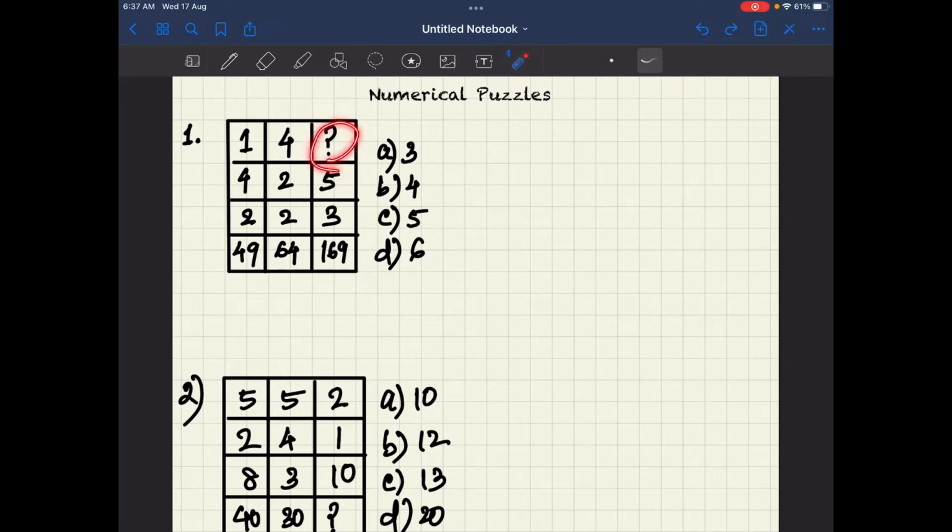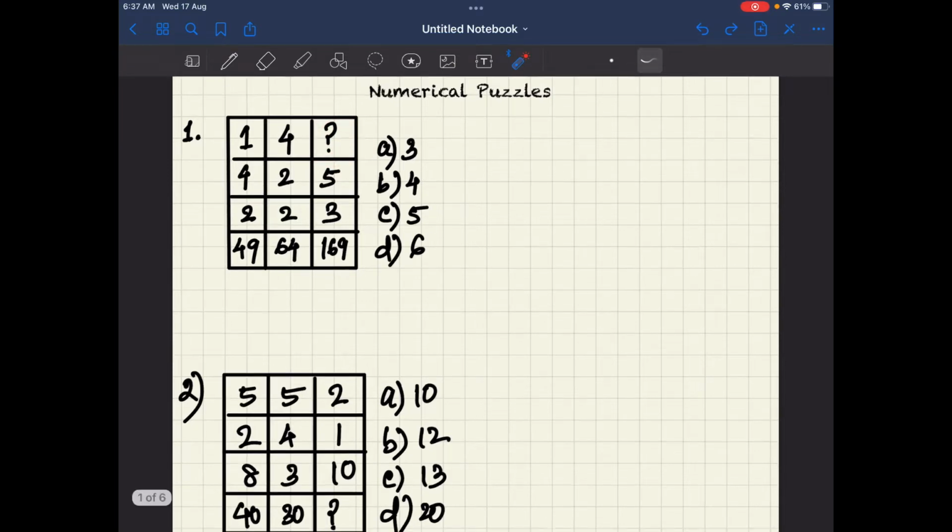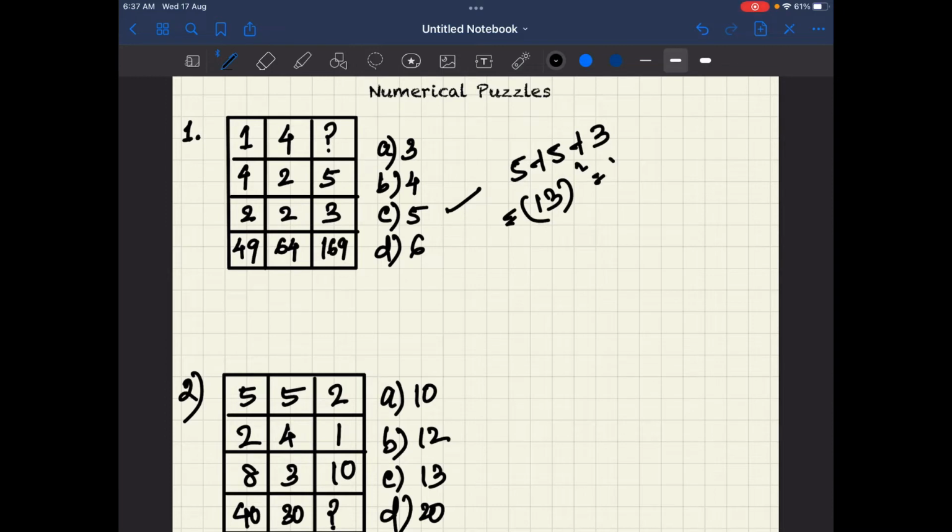Now we need to figure out what it will be in the question mark, so that it gives 169. So 5 plus 3 is equal to 8. So 13 square is 169. So here it will be 5. So the answer is 5. 5 plus 5 plus 3 gives 13 and its square is 169.